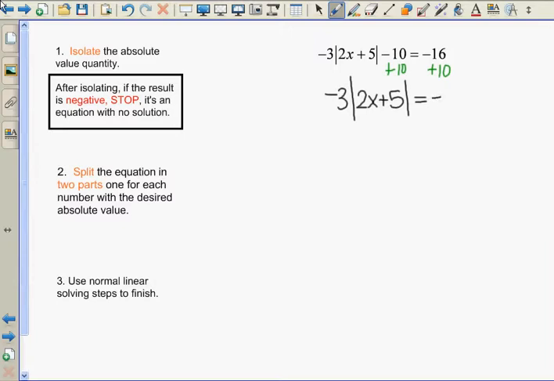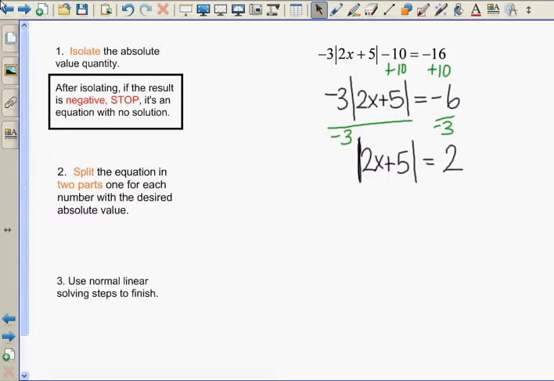-6. Okay, now we need to get rid of that -3 that's being multiplied in the front. To undo multiplication, we know to divide by -3. So divide it away. We would have left just the absolute value quantity, and -6 divided by -3 is just 2. By the way, if this had been an inequality and we divided by a negative, we would have remembered to flip the symbol. But since it's just an equals, there is no flipping.